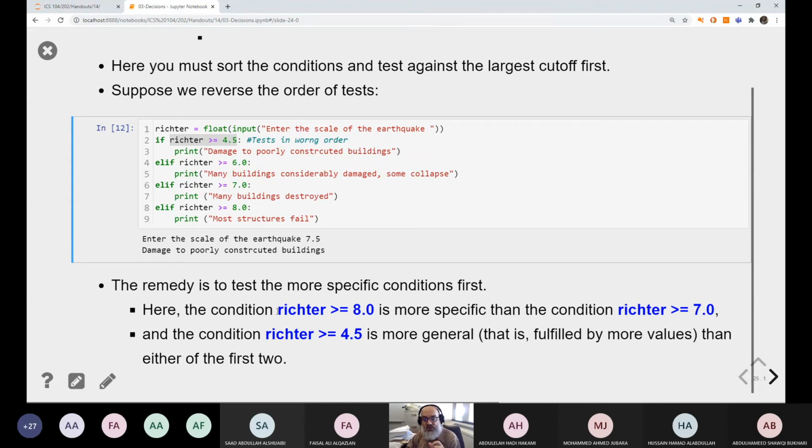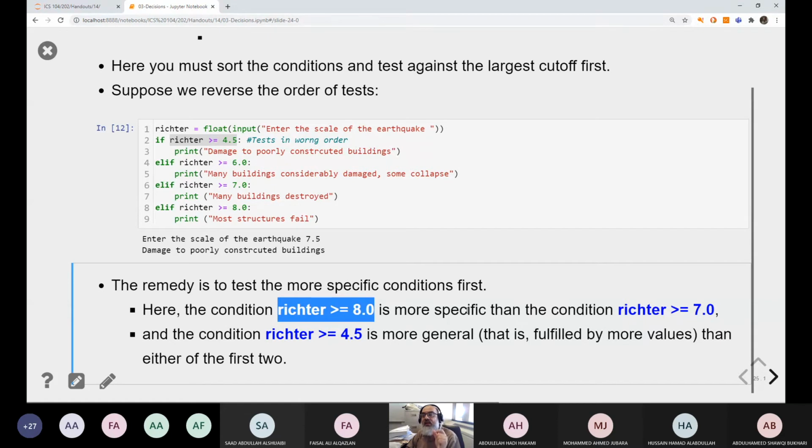So here, the condition Richter greater than or equal to 8.0 is more specific than Richter greater than or equal to 7.0. Because greater than or equal to 7.0 includes two cases, 7 and above, 8 and above. But Richter greater than or equal to 8 has only one: greater than or equal to 8. One category.